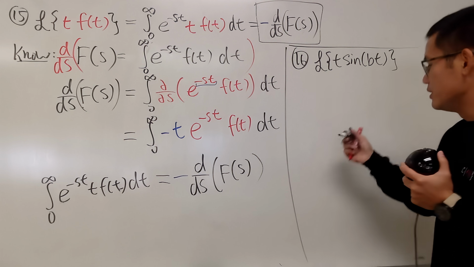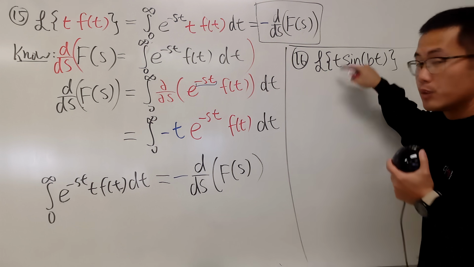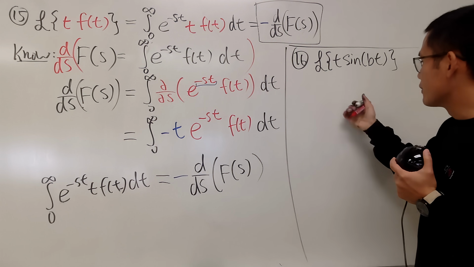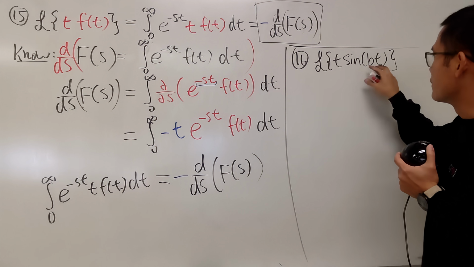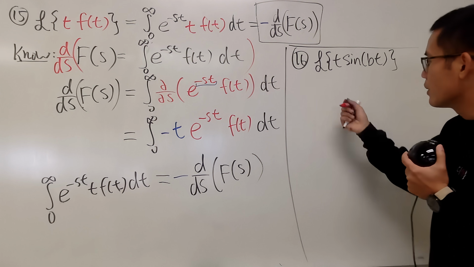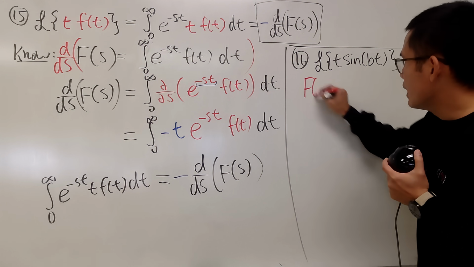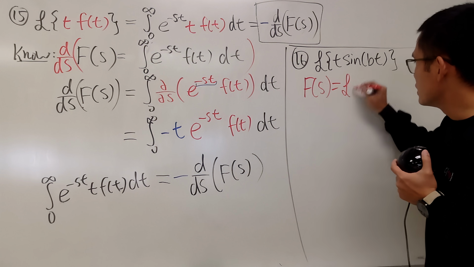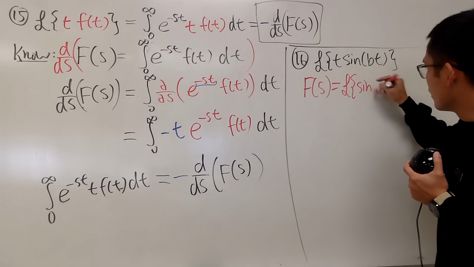Now, here is the deal. We multiply this with t to the first power. So I just have to figure out the Laplace transform of sine of bt. So I will just rewrite. We know F of s, which is the Laplace transform of sine of bt.